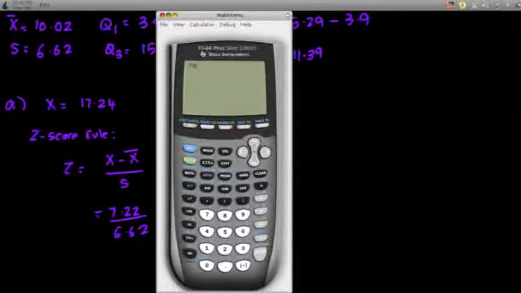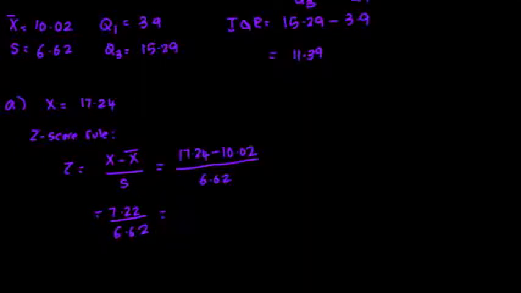7.22 divided by 6.62 will result in 1.09. Therefore, the Z-score of 17.24 is 1.09.